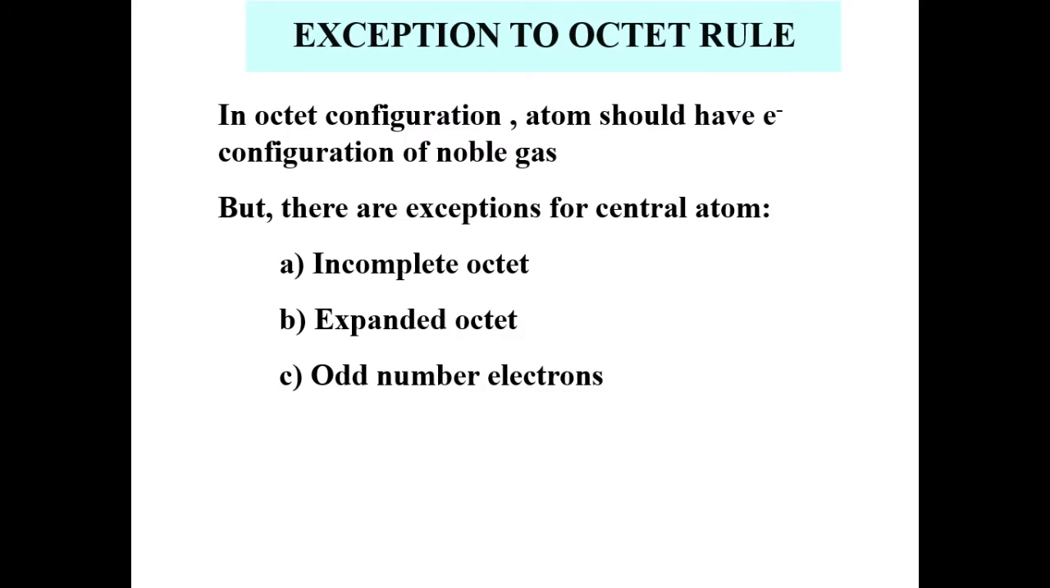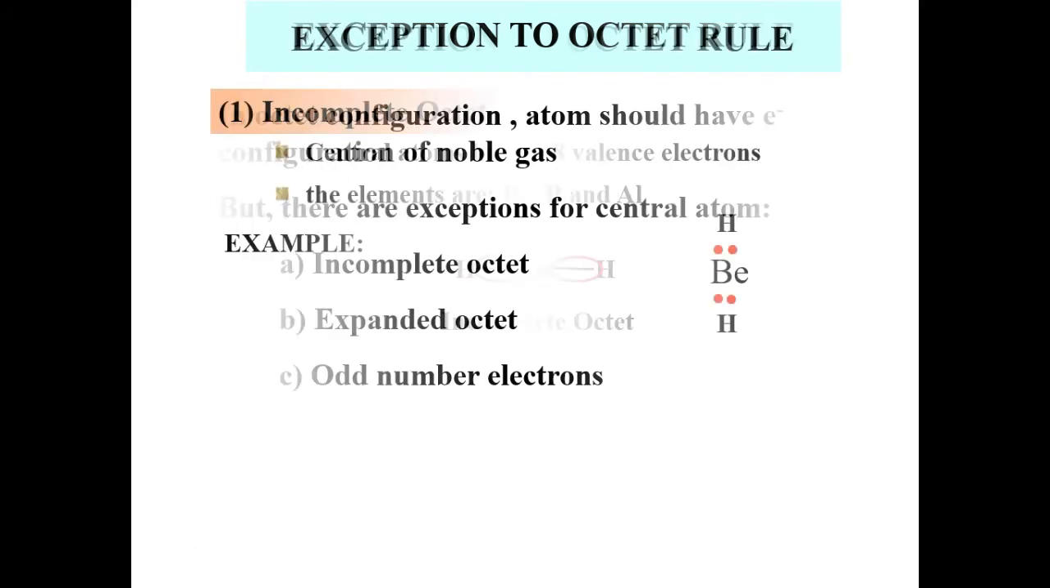So remember, when we say octet rule, it means that the electrons in an atom must be 8. Okay, so 8 electrons means that the atom should have the electronic configuration of a noble gas, where the valence electrons are equal to 8. But there are exceptions for the central atom. Sometimes they can form incomplete octet, expanded octet, or odd number of electrons.